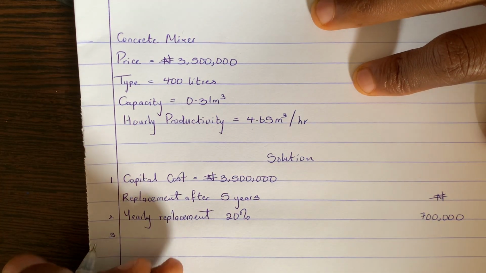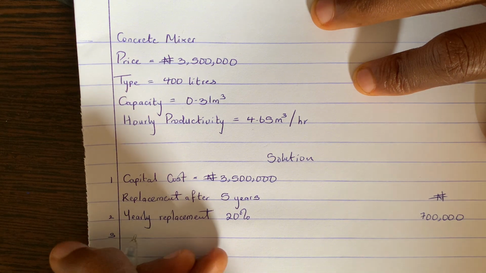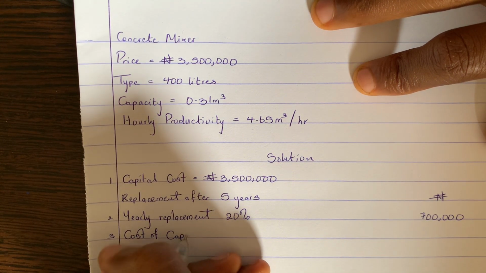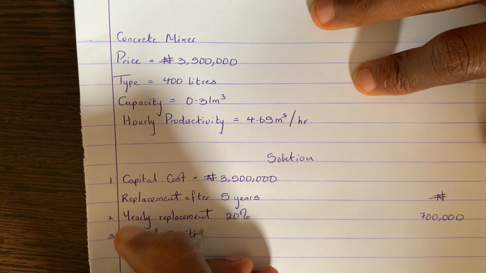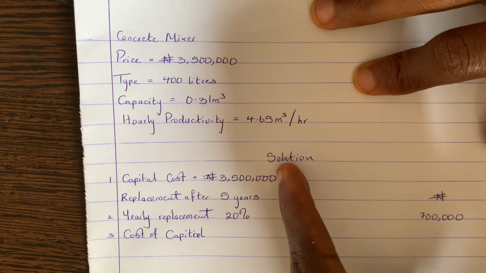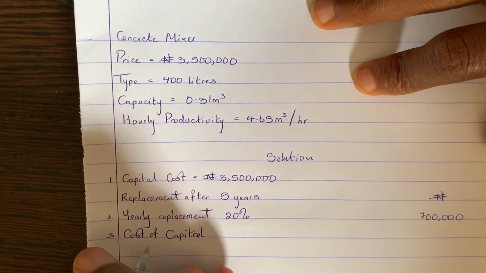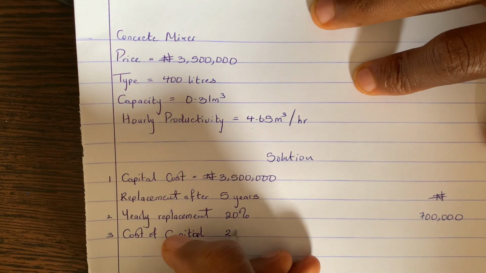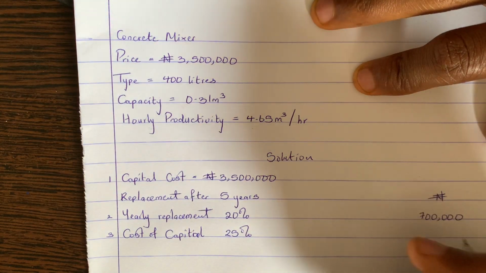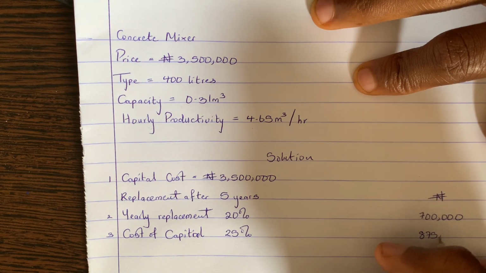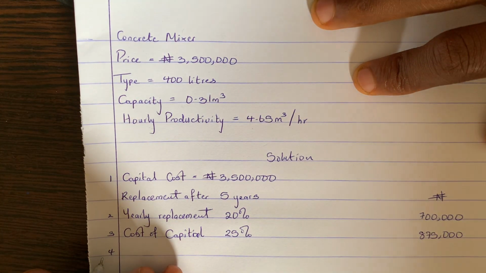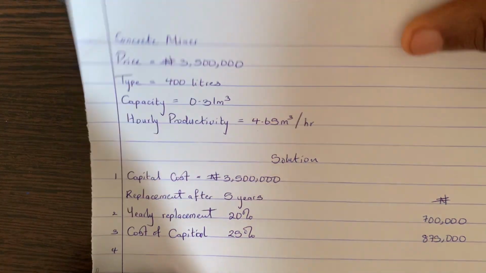The next thing you are going to be adding is your cost of capital, which is the revenue to be generated, because the money that we used to buy the machinery is an investment. So the cost of capital is 25%. 25% of 3.5 million naira is 875,000. And then the last thing will be repair and maintenance.